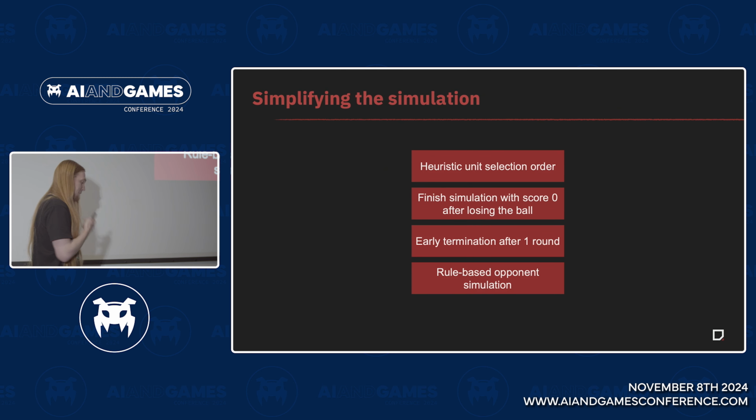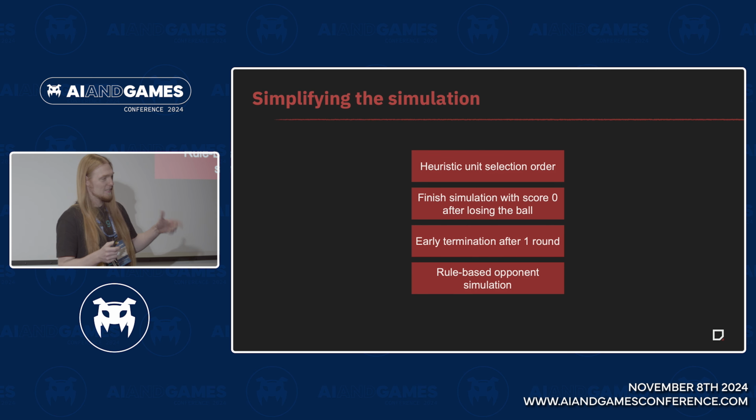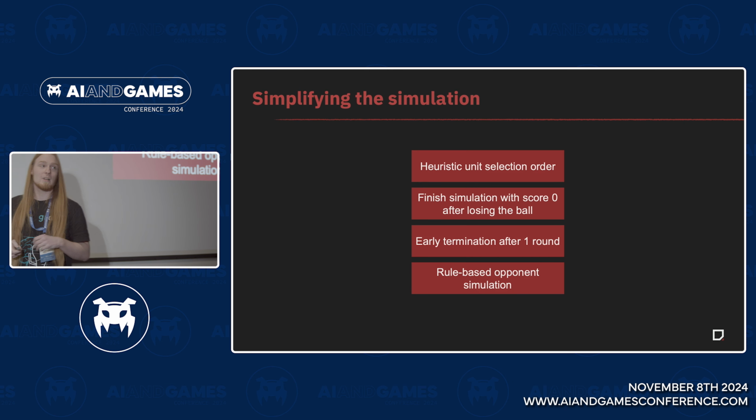So we applied a couple of tricks. First, we selected the movement order heuristically. We removed the select unit action entirely from the forward model, and we used a heuristic based on distances to the ball, to the opponents, to the goal, and so on. It turned out that it worked pretty well, and it was just based on human experience. So it was another part of game-specific, domain-specific knowledge that we had to encode into the forward model.